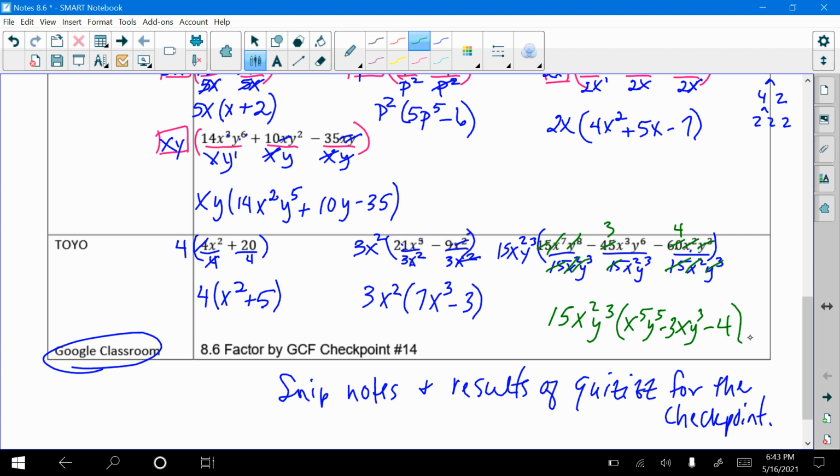All right, so now you're ready to snip and clip the notes part of this and also do your checkpoint in the Google Classroom. So it's checkpoint number 14.